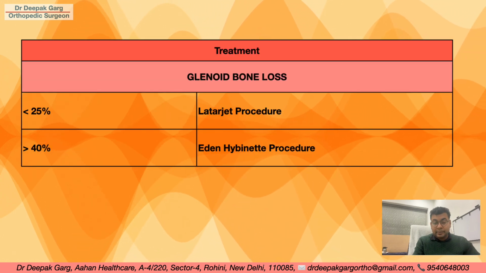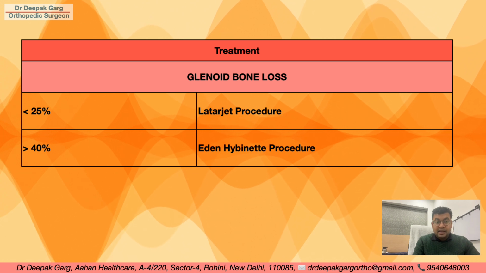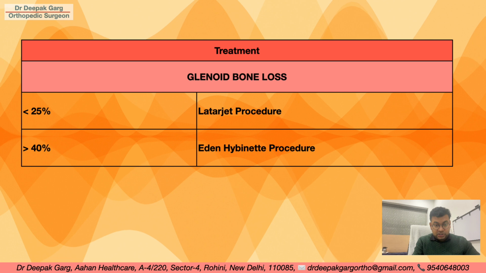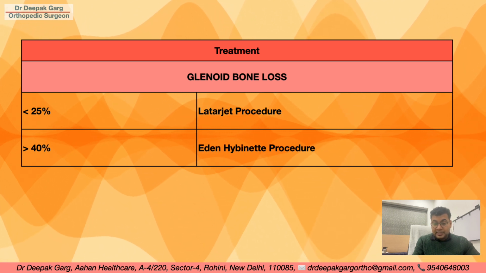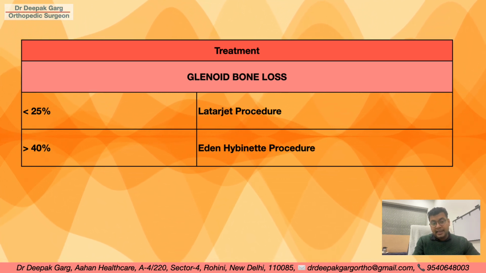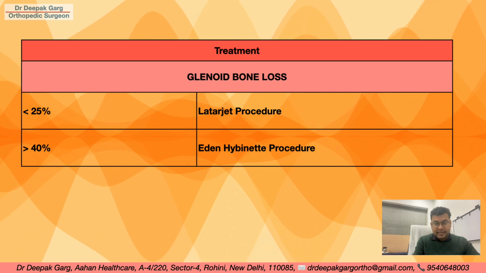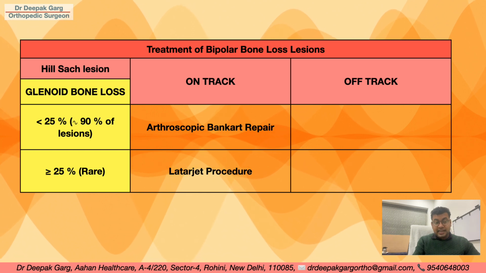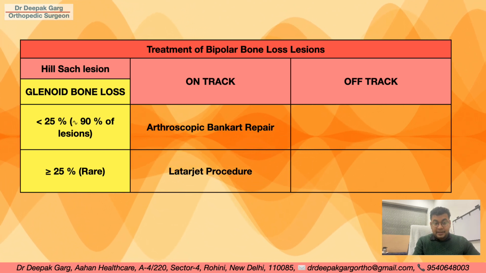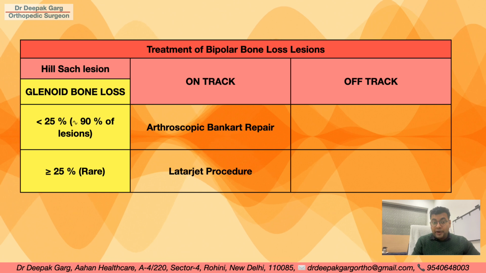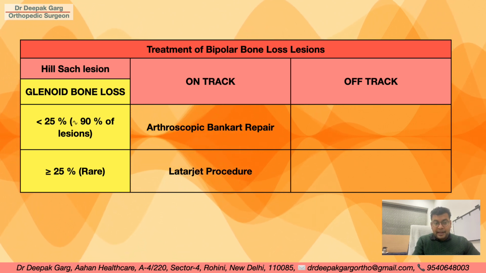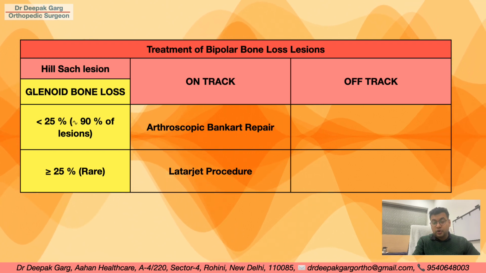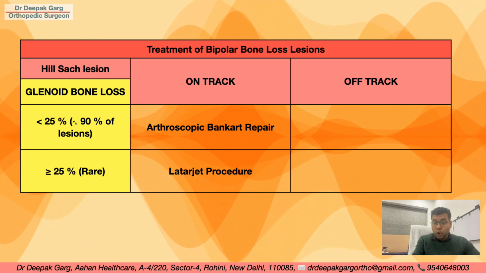Now what is the treatment according to on track and off track? If there is glenoid bone loss of less than 25%, we go for the Latarjet procedure. If it is more than 40%, as we have seen, we go for the Eden-Hybinette procedure, where we use the iliac crest bone. Now if the glenoid bone loss is less than 25% and it is on track, then we will go for arthroscopic Bankart repair. If the bone loss on the glenoid side is more than 25%, we go for the Latarjet procedure. We already know this in the on track lesion.